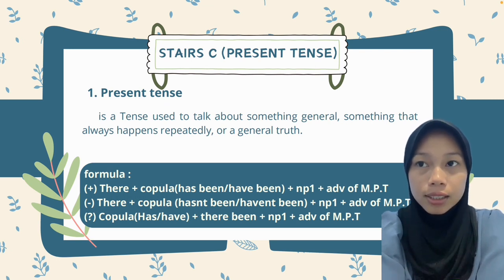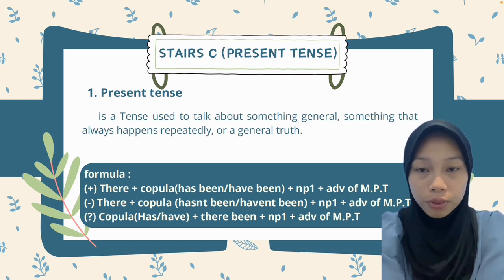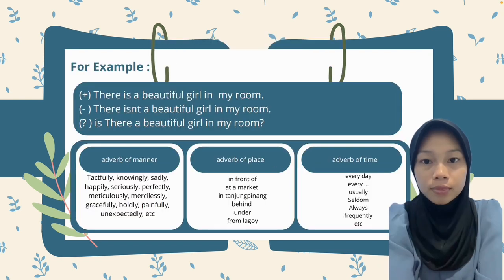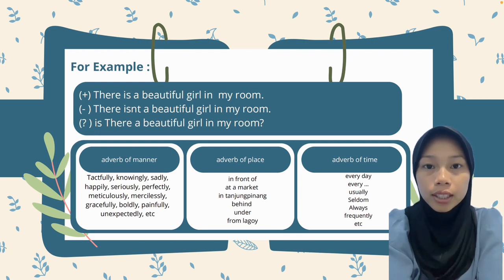And the last is interrogative sentence. The copula is first, plus there plus NP1 and plus adverb of MPT. Okay, for the example, first positive sentence is there is a girl in my room.